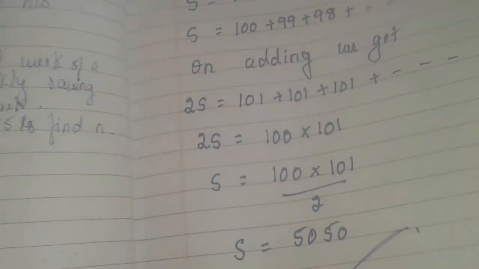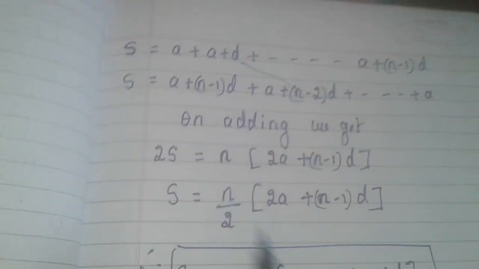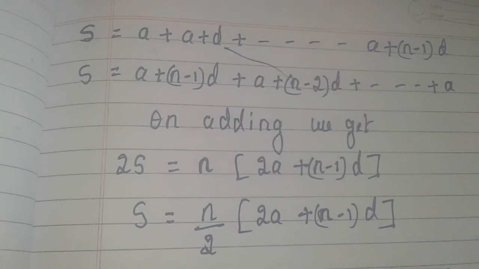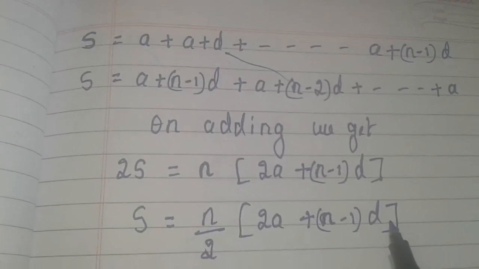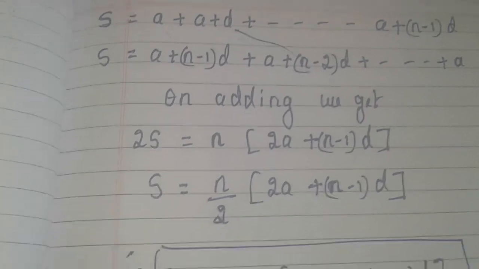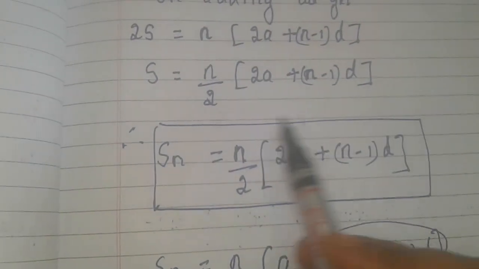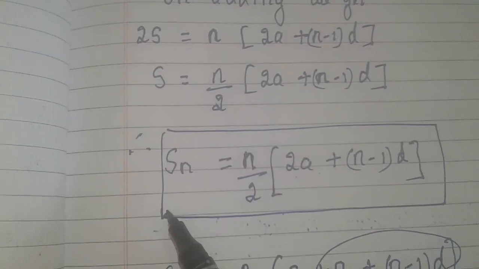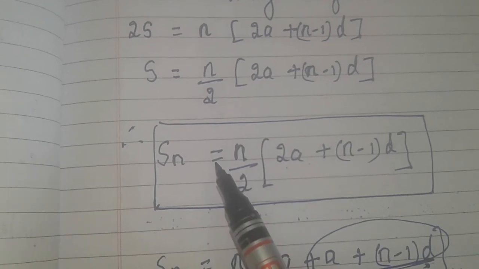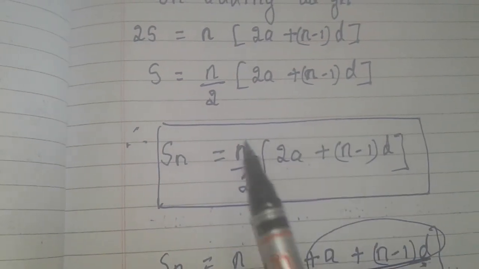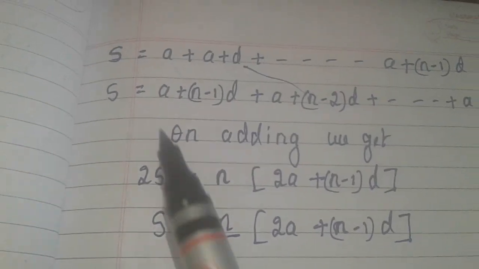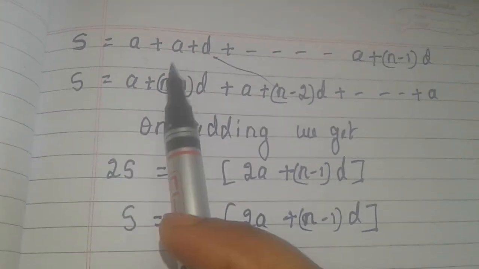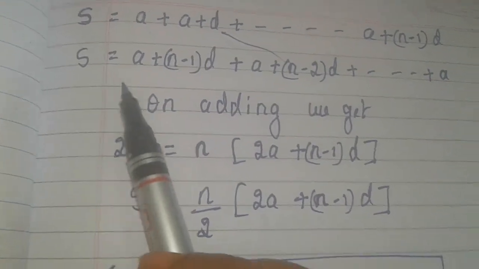The same thing he applied to introduce the formula for the sum of n terms of AP. Now I'll explain how we get the sum of n terms of AP. Why do we use this formula? We use it to add any number of terms in a given AP. So this is the derivation of this formula.